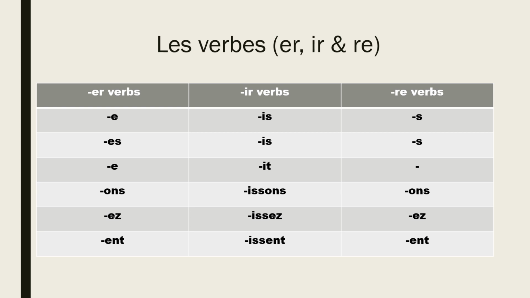The last group of verbs, re verbs, we remove re and then we add s with je. Then again we add s with tu. With il singular we do not add anything. With nous we add ons. With vous we add ez. And with ils we add ent.